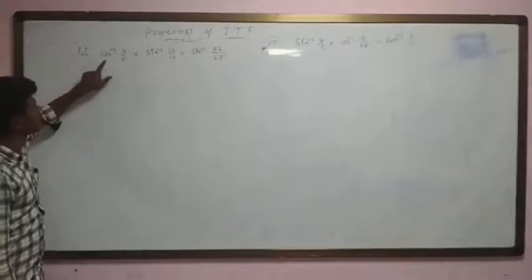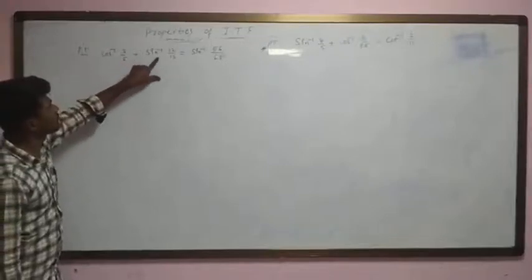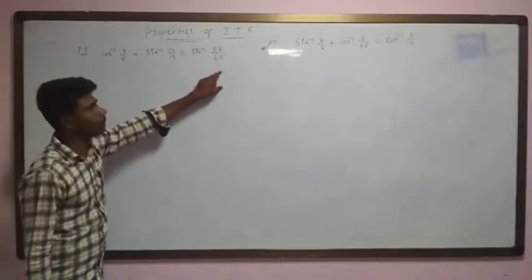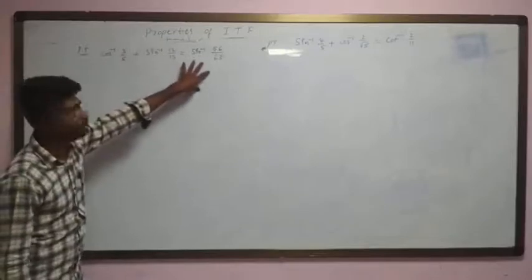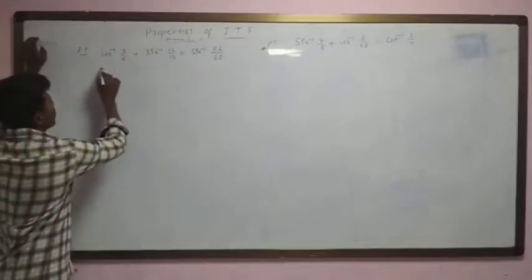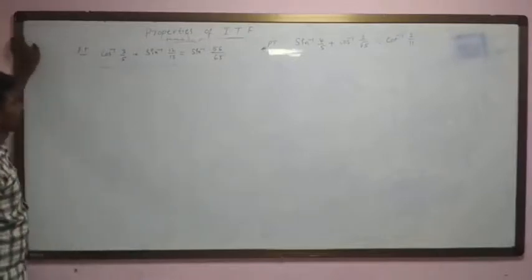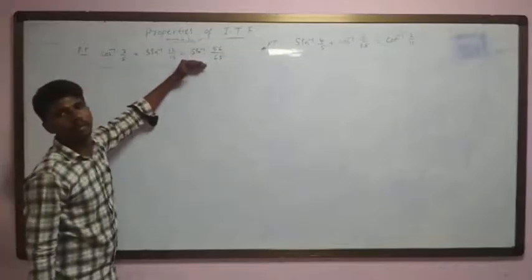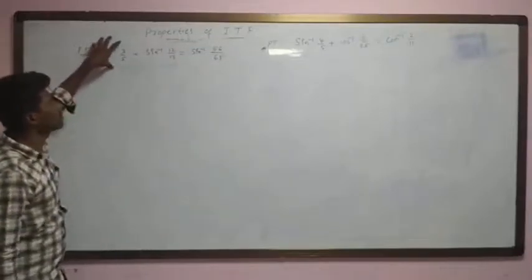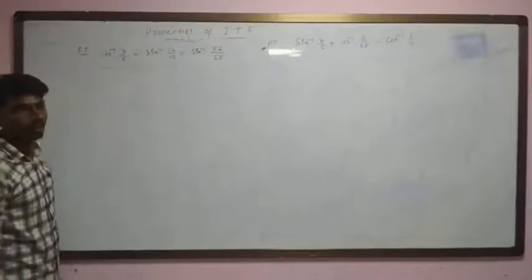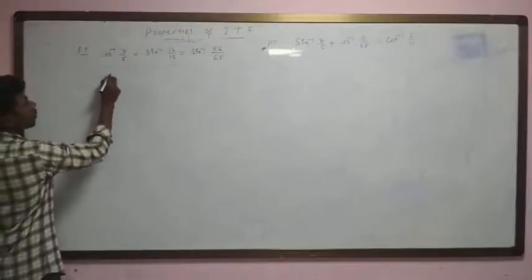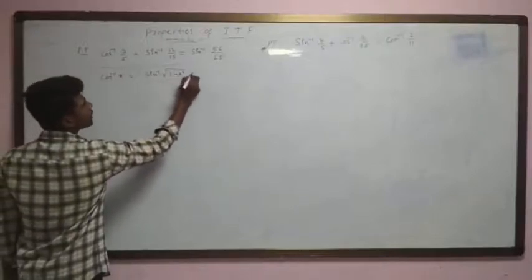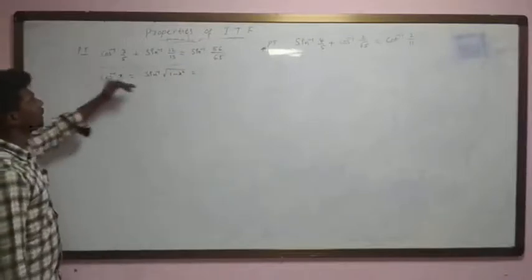Prove that cos inverse 3 by 5 plus sin inverse 12 by 13 is equal to sin inverse 56 by 65. This is LHS and this is RHS. We have to prove. In LHS, one is in terms of cos, another is in terms of sin, and the result is in terms of sin. So we have to convert this cos in terms of sin. I can convert cos in terms of sine: cos inverse x is equal to sine inverse of root 1 minus x square. So this can be converted in this way.